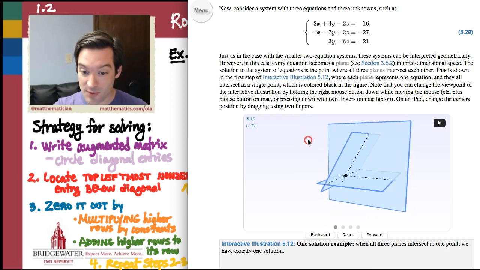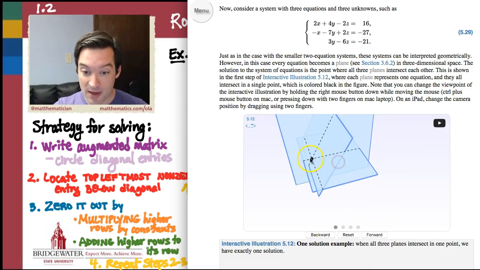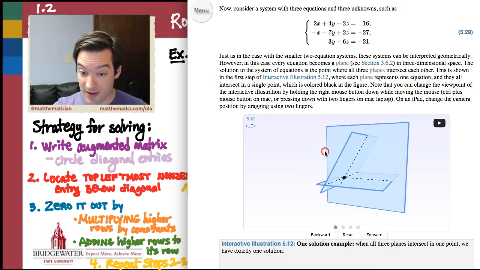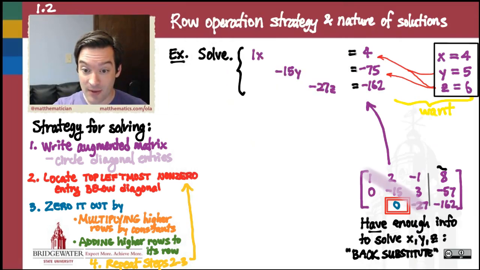So the 3 equations which describe my 3 planes here happen to meet at a single point, and that point was the point x equals 4, y equals 5, z equals 6. So we have a unique solution for the system, is what we would say. It's consistent, it has a solution, and that solution is unique. There's only one combination of x, y, and z that make all 3 of these equations satisfied, namely x equals 4, y equals 5, z equals 6.